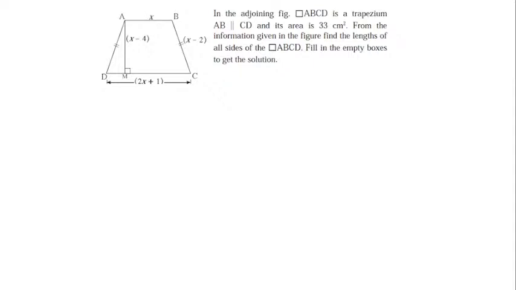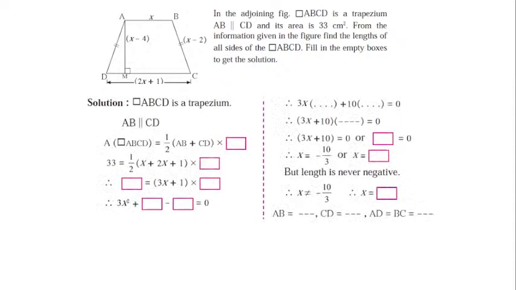Here a trapezium ABCD is given, and the question is, in the adjoining figure quadrilateral ABCD is a trapezium. AB is parallel to CD and its area is 33 cm square. From the information given in the figure, find the lengths of all sides of quadrilateral ABCD and fill the empty boxes to get the solution. So this is the activity and these are the empty boxes we have to fill.